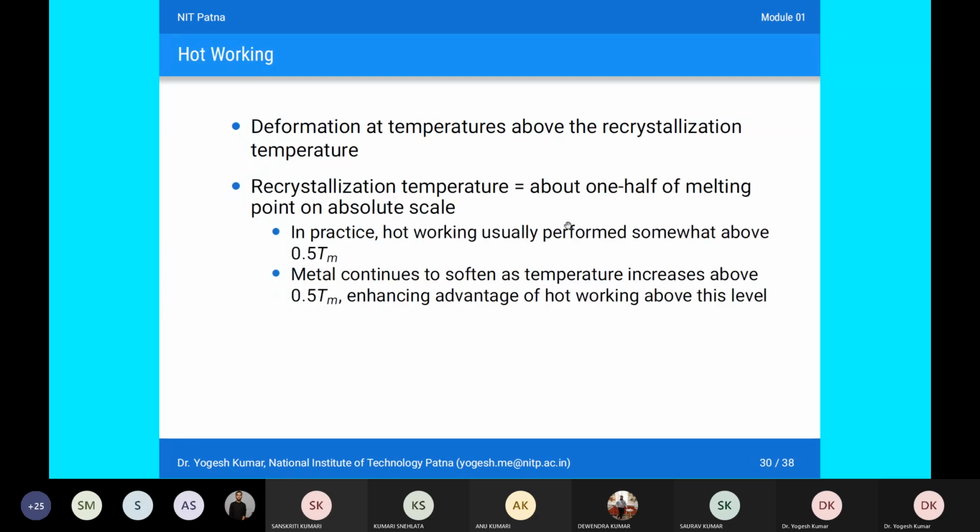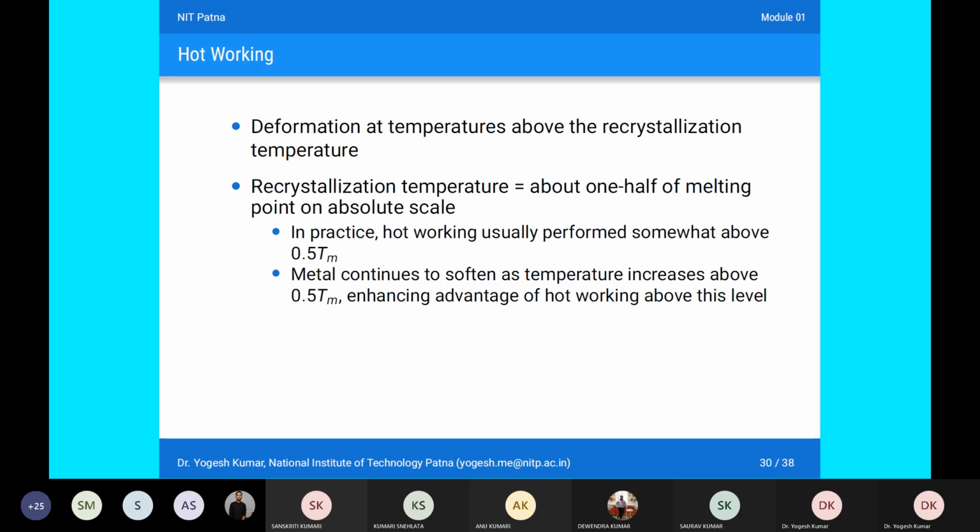So recrystallization temperature is about half of the melting point on an absolute scale, that is in degrees Kelvin. In practice, hot working is usually performed somewhat above 0.5 of the melting point, so it is slightly above the recrystallization temperature.